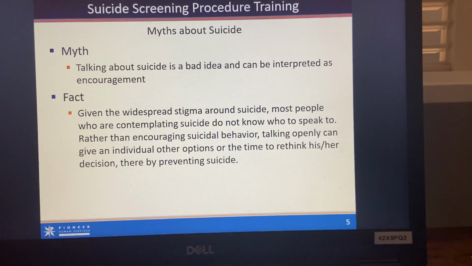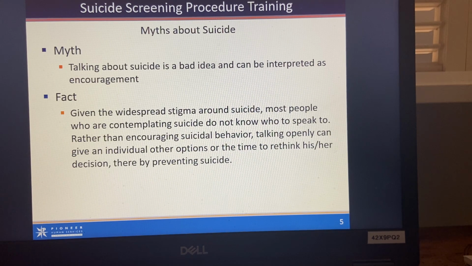What we are going to do now is have a brief conversation about suicide and how to prevent suicide. One of the first things that I like to talk about is certain myths around suicide and how we as staff members can prevent suicide and prevent self-harm.